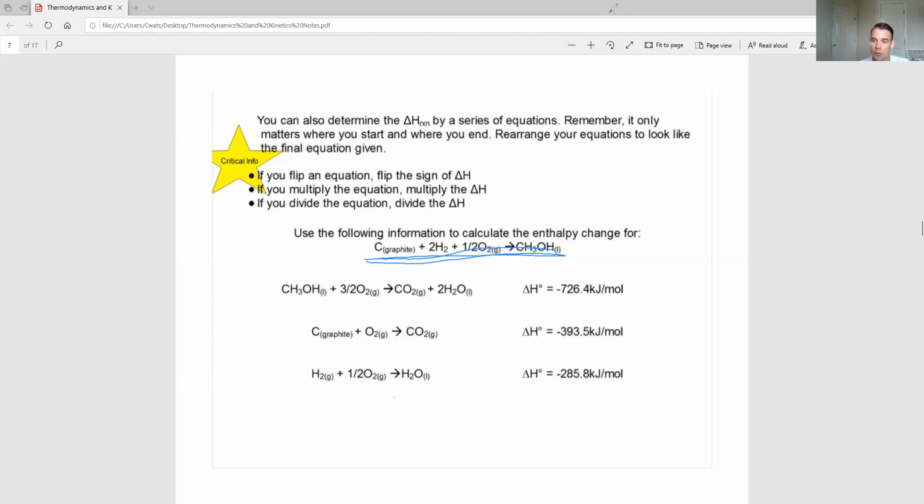So you ask yourself two questions. Do you have the correct number? Is it in the correct spot? So it is a reactant on both, great, and there's one of each. So I'm going to leave that one alone.